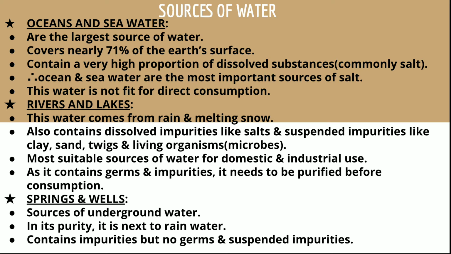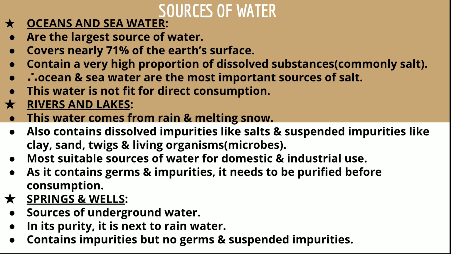Then most suitable sources of water for domestic and industrial use. The water which is used for domestic and industrial use is the water of the rivers and the lakes, and not the sea or ocean water, because that is salty, that's hard water. Okay, but river and lake water is much softer, and that can be used for domestic and industrial use. Okay, but it contains germs and impurities. It needs to be purified before consumption.